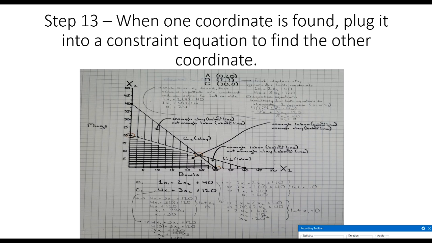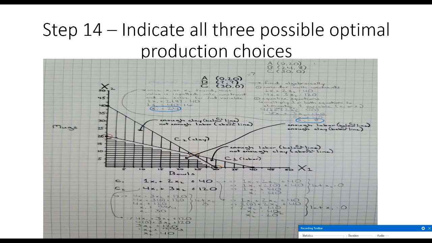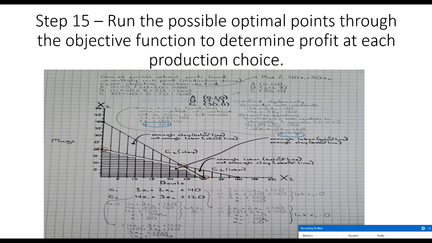So step 14, once we have our three possible choices, and I've written them here, is we're going to indicate those three possible optimal choices that I just did. 0, 20, 24, 8, 30, 0. Once we have these three possible choices, and this is a step you should follow, then we go to step 15. We run these possible optimal choices through the objective function to determine profit at each production choice. And I've done that here.